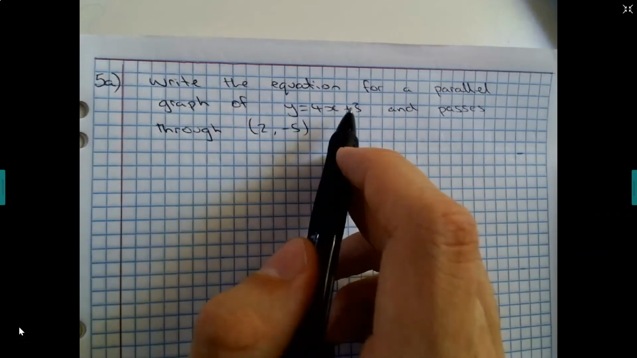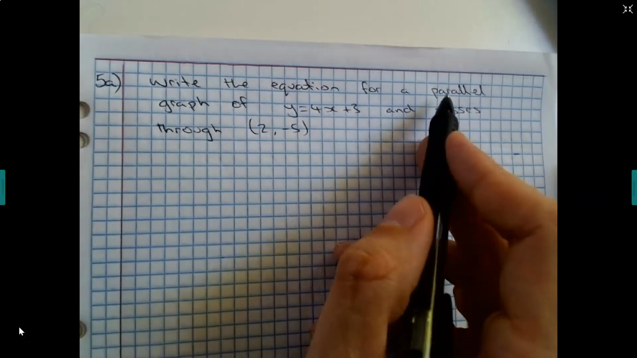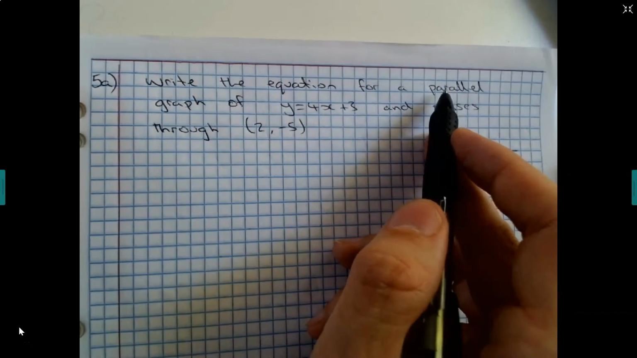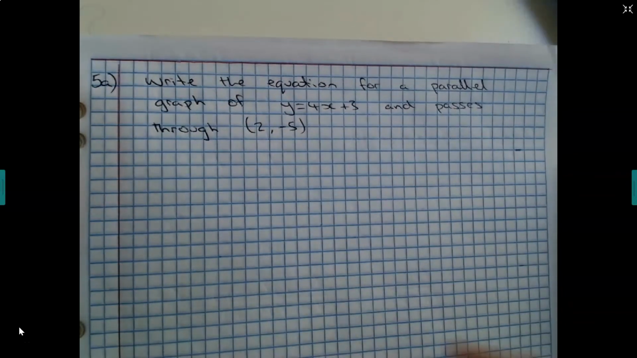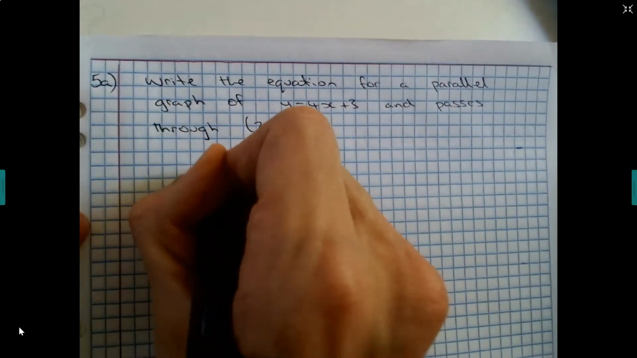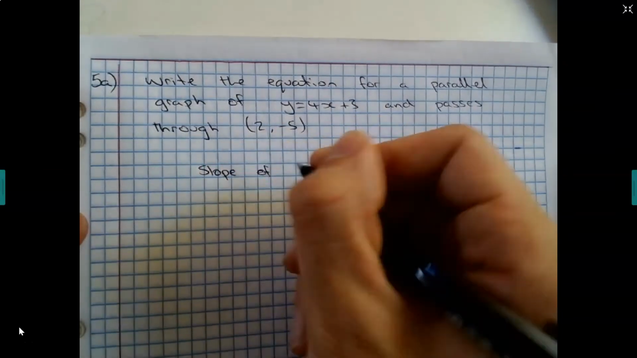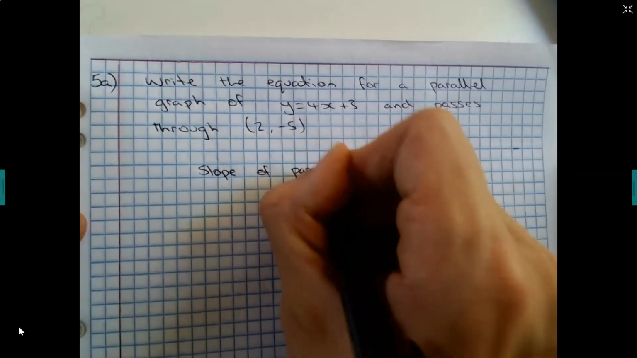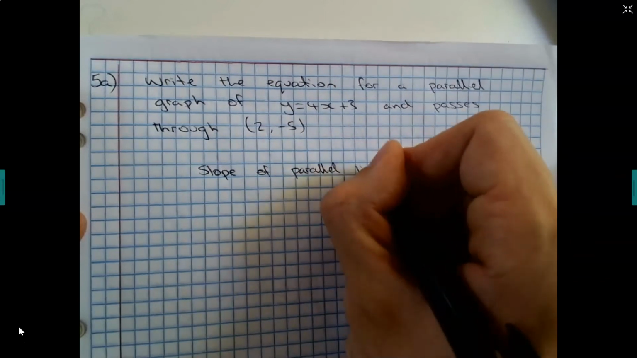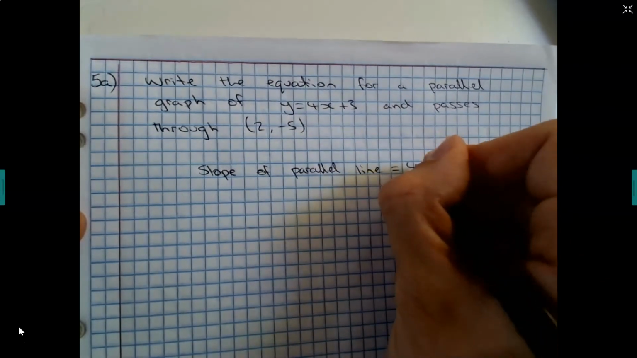So straight away, the whole purpose of today's lesson is to realize that parallel lines always have the same slope. So you can write: slope of parallel line is equal to 4.